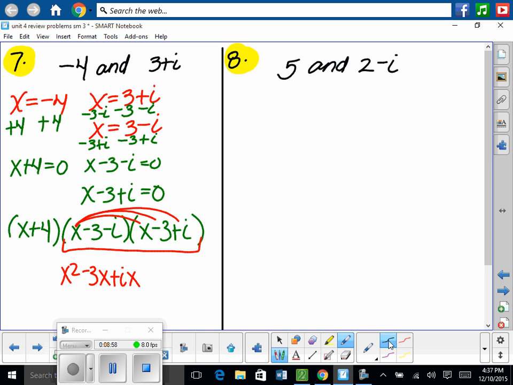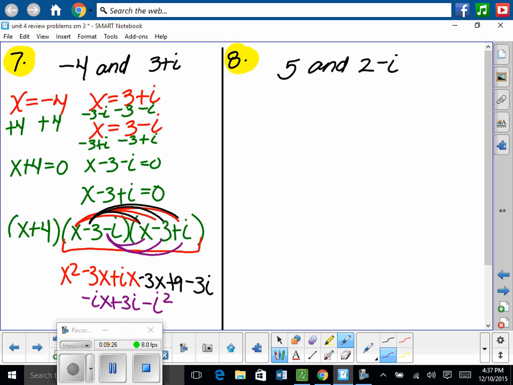Changing colors so I don't miss anything. -3 times x is -3x. -3 times -3 is +9. -3 times i is -3i. Changing colors again. -i times x is -ix. And then -i times -3 is +3i. Be very careful with your signs, or things are not going to come out nicely. -i times +i is -i squared.